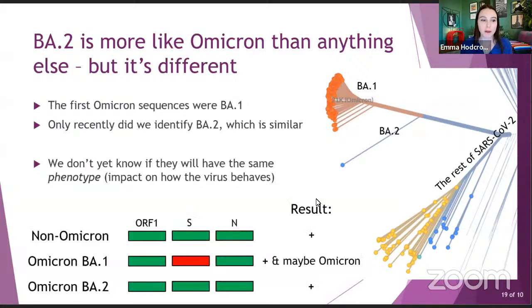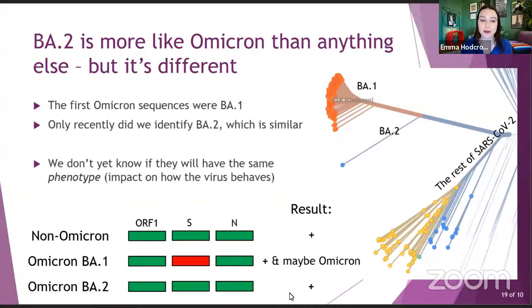Another thing you may have heard about BA2 is that it doesn't work as well for PCRs. Really critically, we can still detect BA2 with PCR tests. It will still come up positive. However, BA2 doesn't have that little signature that we can use with BA1 to give us a hint that it may be Omicron.